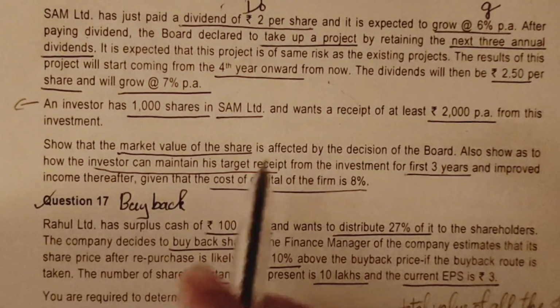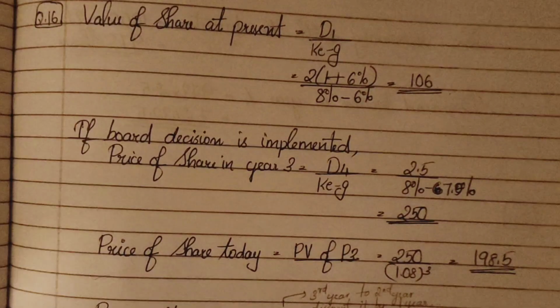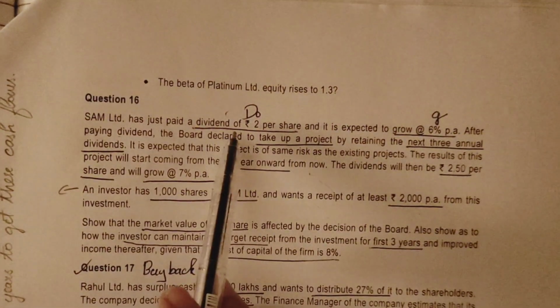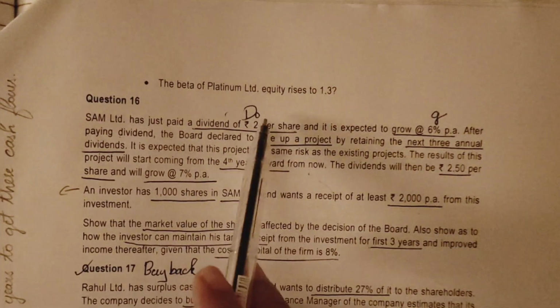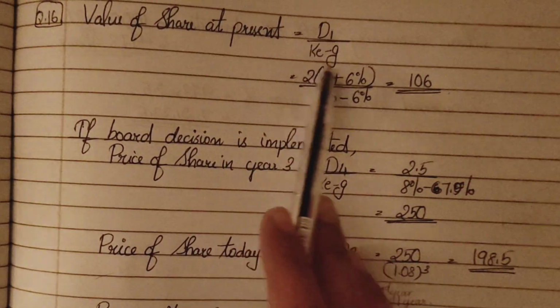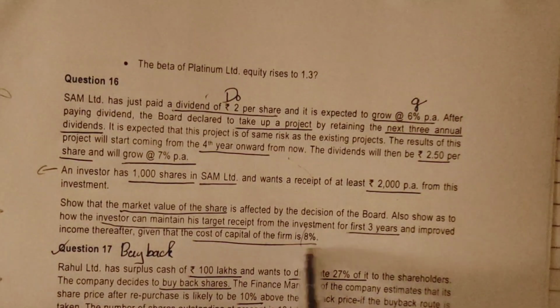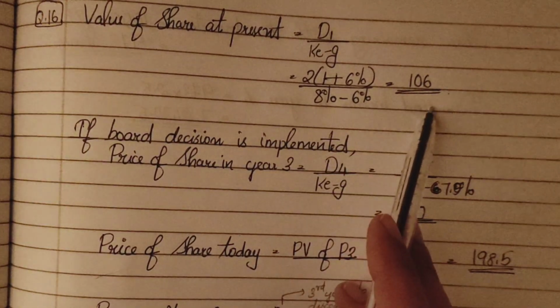Okay, so first part of the question നോക്കാം. Market value of shares compute ചെയ്യാം. So value of shares at present എത്രയാണ്? D0 into 1 plus G divided by KE minus G. D0 is 2. 2 into 1 plus G divided by cost of equity minus growth rate. Cost of equity is 8%. Growth rate is 6%. So you will get the present value as 106.